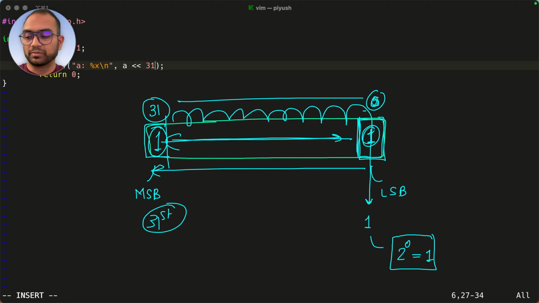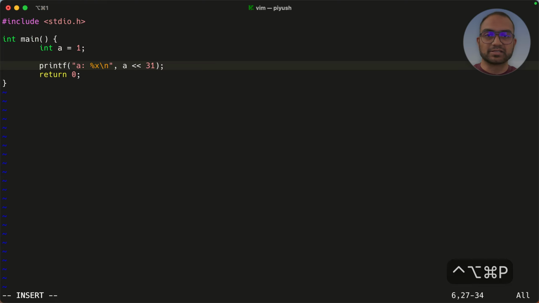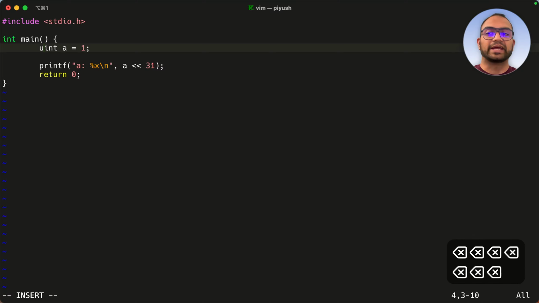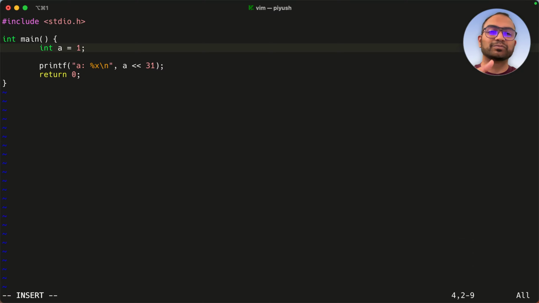One other thing to remember is A is a signed number. It is a signed number because we don't have unsigned integer here. We're saying, take A to be an integer. Integer means that it's a signed int. Actually, int means it's a signed integer. Unsigned int would mean it's not a signed integer.